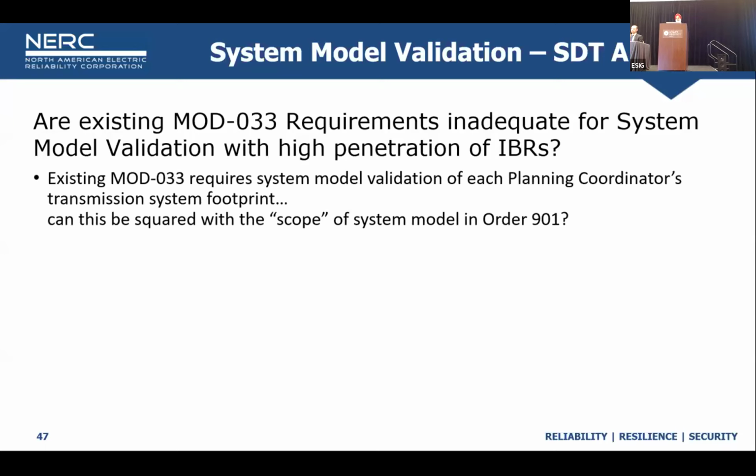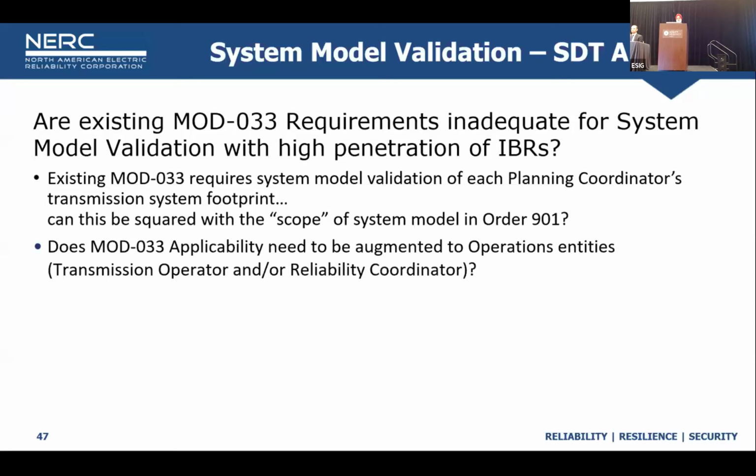Well, the first thing is, as we talked about earlier, this aspect of what's a system model or the scope of system model. So the existing MOD-33 talks about system model validation of what footprint? It's the planning coordinator's footprint, not the interconnection-wide footprint, just the planning coordinator's footprint. Can this be squared with the scope of system model in the order? Well, that was one issue that the drafting team tried to resolve.